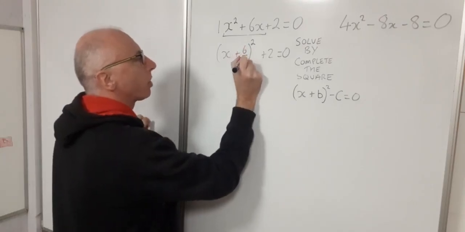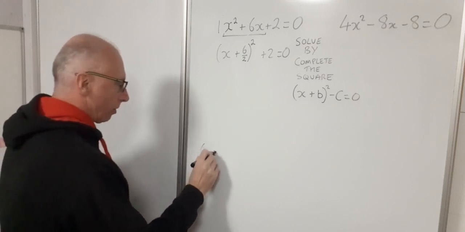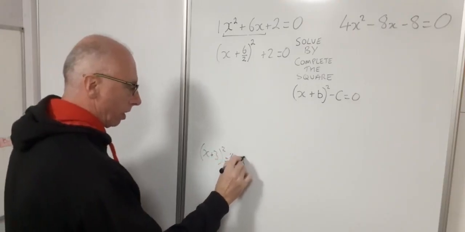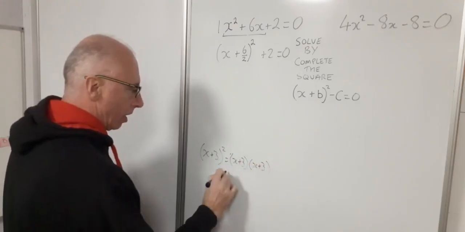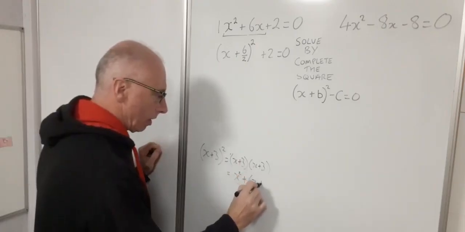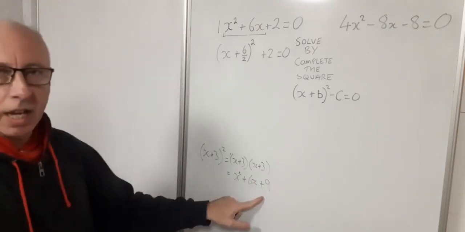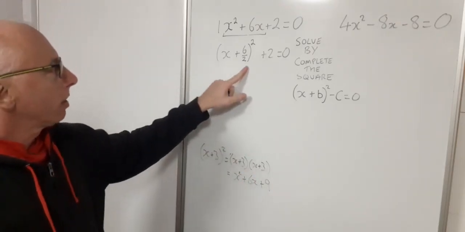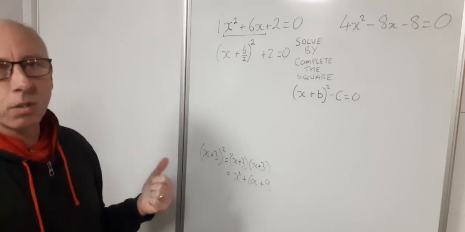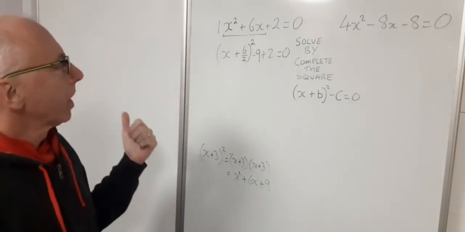So basically, if I write 6 over 2, which we know is 3, and then expand this out, x plus 3 squared, which is x plus 3 times x plus 3, if I FOIL it all out, that's going to give me x squared plus 6x plus 9. I'm going to leave that for you to check. But that's what I should get. Now you'll notice that I've only got x squared plus 6x, so I've gained a plus 9. So what I need to do now is subtract that 9. Okay, so that's my setup.